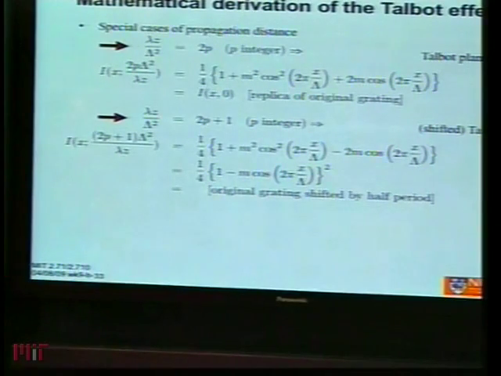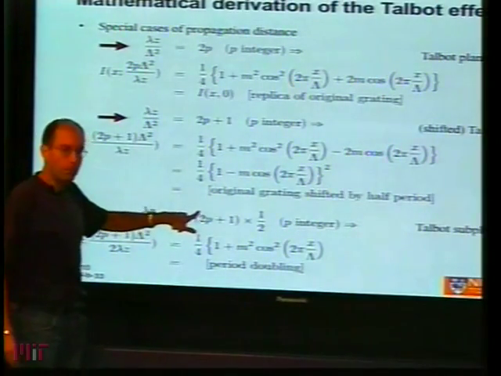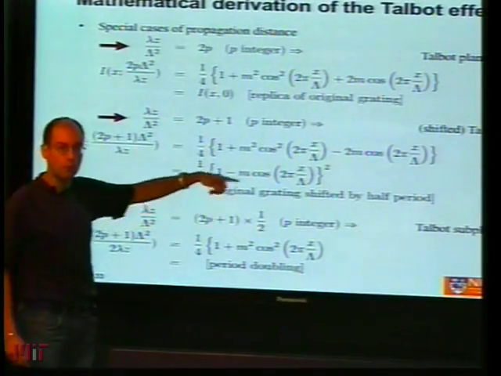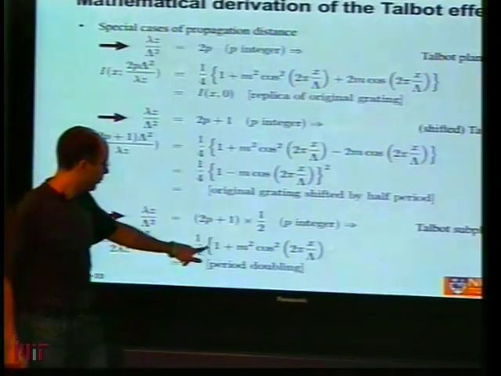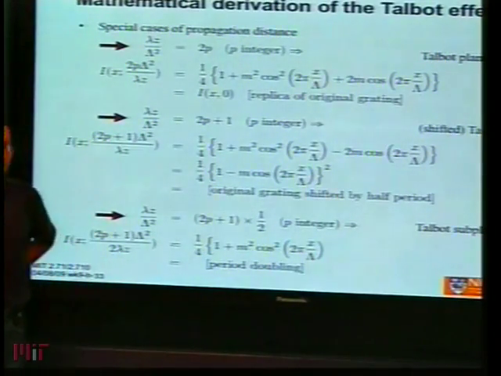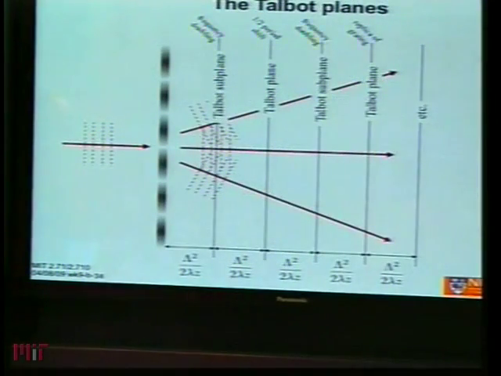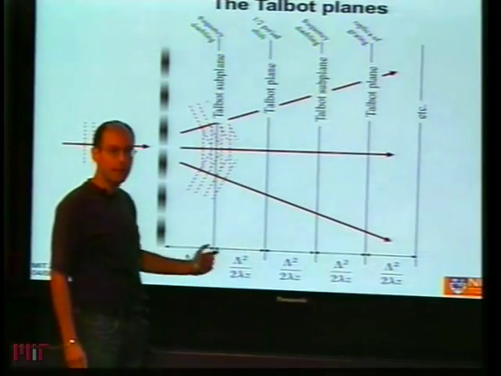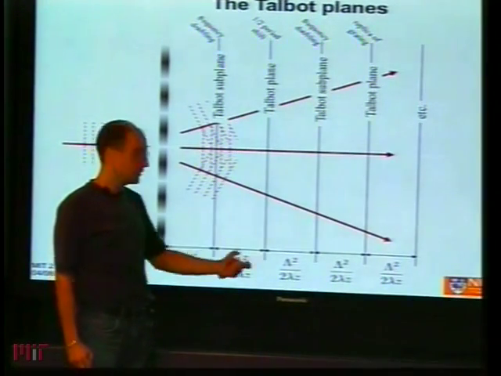And finally, if you completely eliminate the linear term by choosing the distance to be pi over 2, or 3 pi over 2, or 5 pi over 2, and so on, then you get a period doubling and you get a second harmonic. Okay, and this is the schematic. These are repeating periodically every time you add this propagation distance.